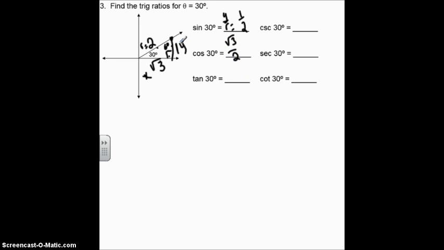Tangent will be 1 over the square root of 3, which we multiply the numerator and denominator by square root of 3, and we get square root of 3 over 3.